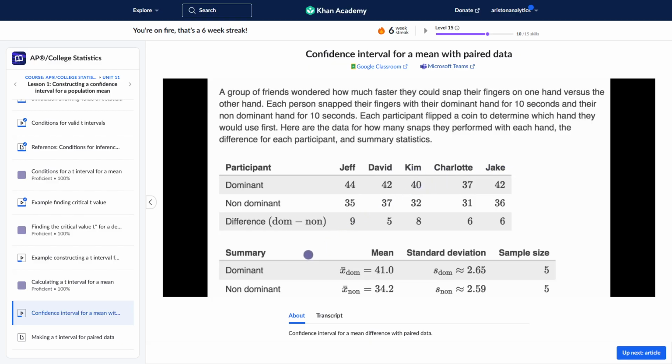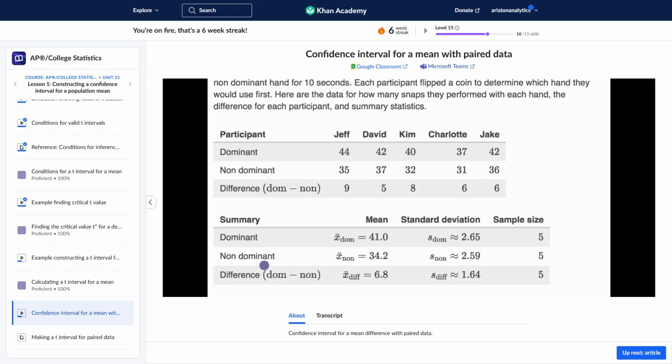Now they also calculated summary statistics for them. But this is the really interesting thing right over here. This is the difference between the dominant and the non-dominant hand. And so what they did here, the mean difference, they took this row right over here, and they calculated the mean, which they got to be 6.8. And then they calculated the standard deviation of these differences right over here, which they got to be approximately 1.64.